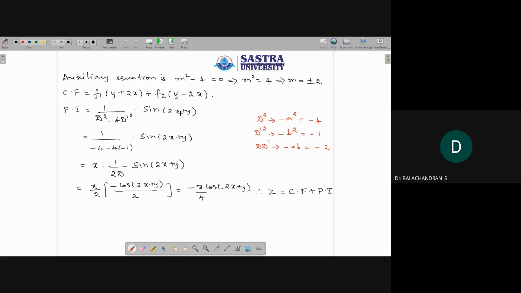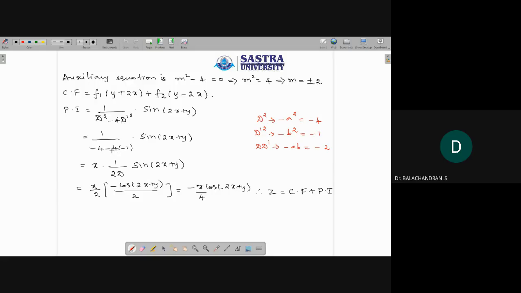So to find the PI, you need to replace D square by minus a square, that is minus 2 square, that is minus 4. Similarly, D dash square is minus b square, that is minus 1 square, which is minus 1. And DD dash is minus ab, minus 2 into 1, minus 2. Okay, here there are no terms containing DD dash, only D square and D dash square. So 1 by D square minus 4 minus 4 into D dash square, which is minus 1, of sine of 2x plus y. Okay, now the denominator is minus 4 plus 4, which is 0.